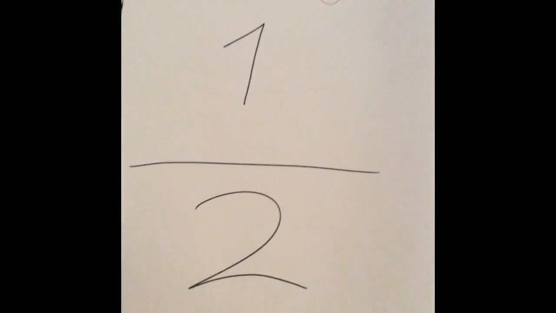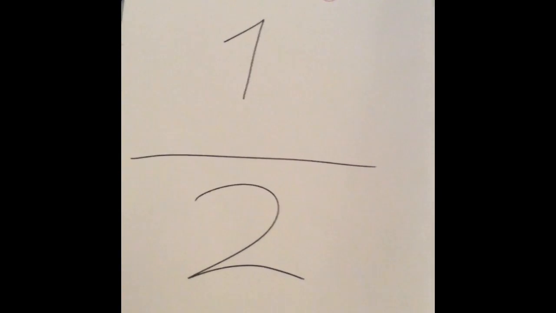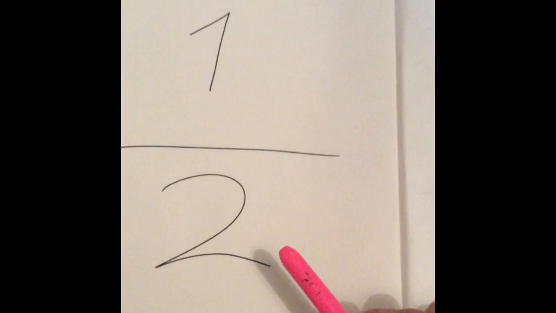Now, this is the representation of half. This is the fraction of what it looks like. And we're going to look at this in a bit more detail. Okay, so here we are. We have our half fraction. Now, what if I were to tell you that fractions can also be seen as a set of instructions?